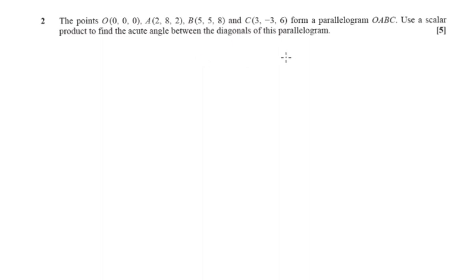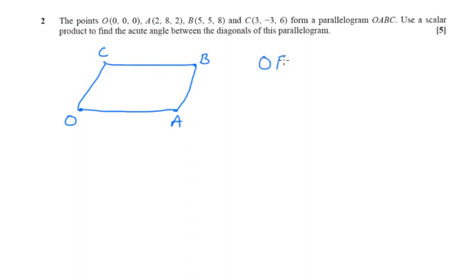Okay, question 2 wants us to find the angle between the diagonals of the parallelogram. So this parallelogram has 4 corners, O, A, B, C. And when you're given points in that order, it's not just random, they do follow on O to A to B to C. So we know the 2 diagonals are O to B and A to C.